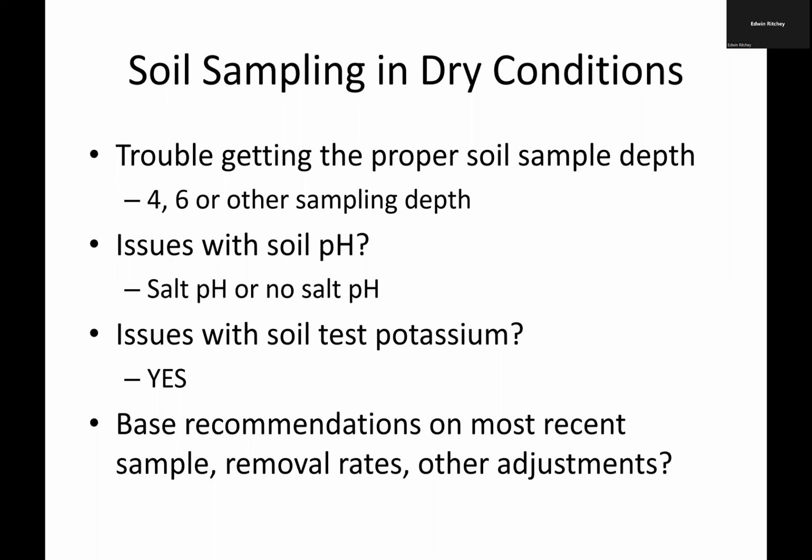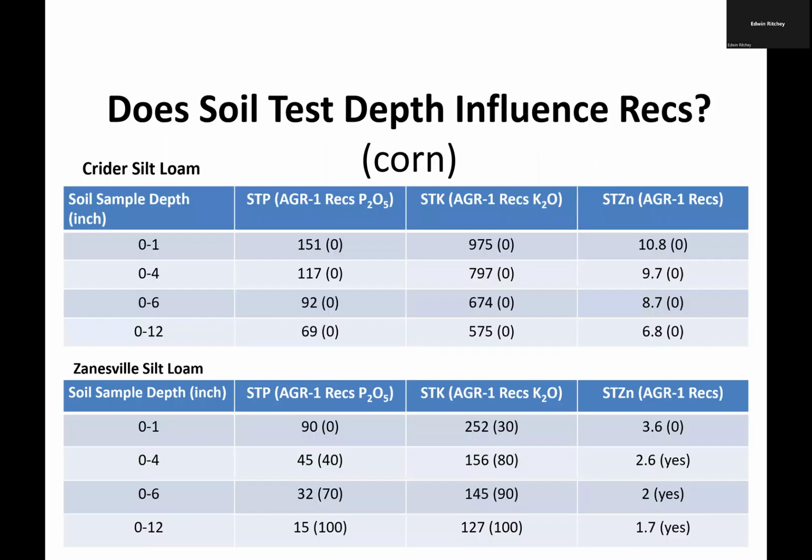Just a real quick thing, look at the Zanesville silt loam slide at the bottom. So does soil test depth really influence soil test recommendations? Well, I was in a 5x5 square. I took samples from each of the four corners. I went to 1 inch, 4 inches, 6 inches, or 12 inches.